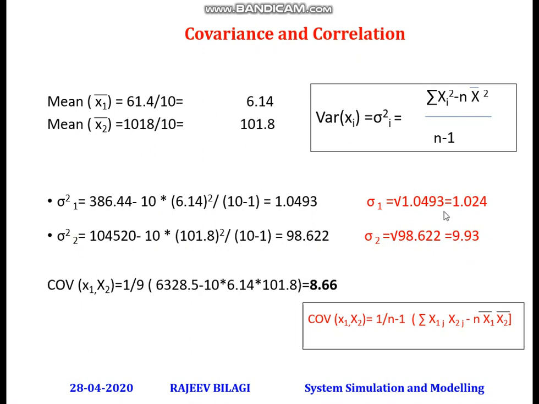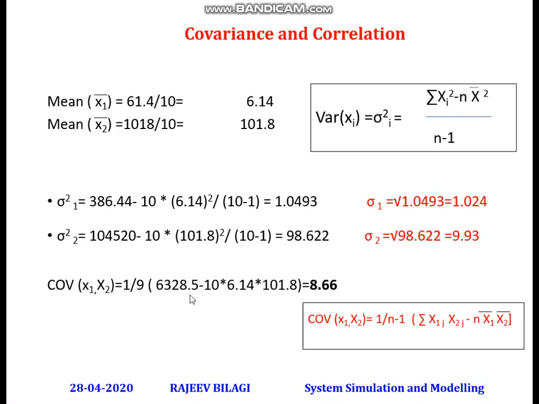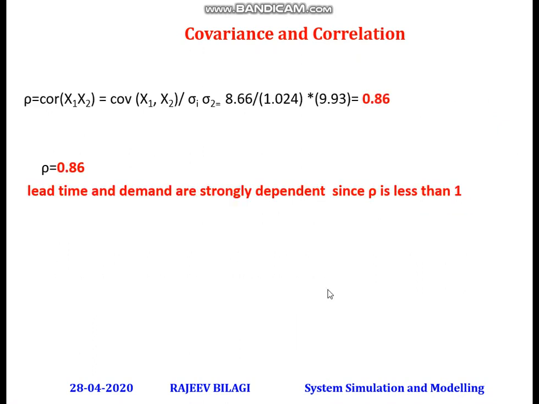Now covariance of x1 and x2 equals 1 divided by n minus 1, times the bracket of the summation of x1j x2j, that is this value, basically x1 and x2, 632.8, minus n, whose value is 10, into x1 bar x2 bar, which is 6.14 times 9.93. So this is the covariance of x1 and x2. I am getting 8.66.